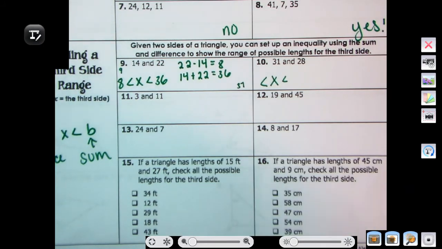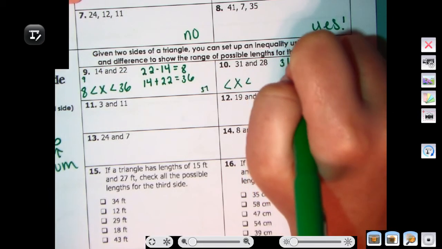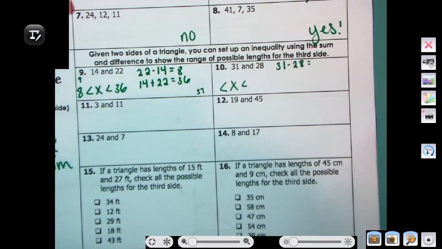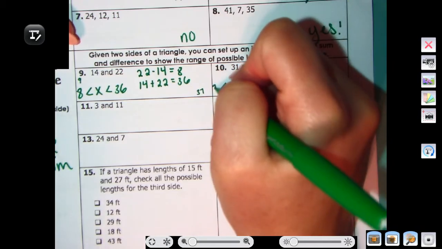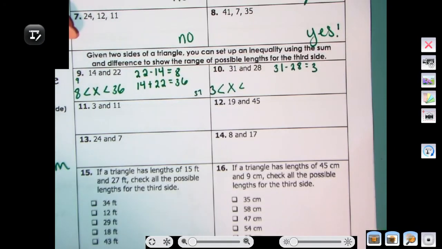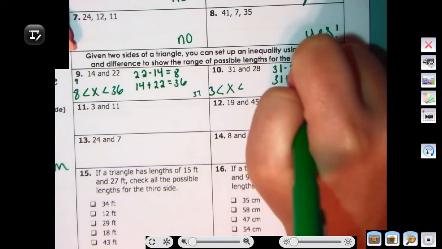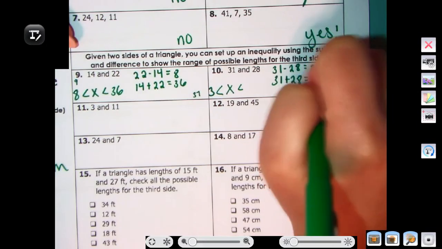And then I'm going to subtract 31 minus 28. So I'm going to take the difference of the two numbers, which in this case is 3. So 3 goes over here. And then I'm going to add 31 plus 28, which gives me 59.